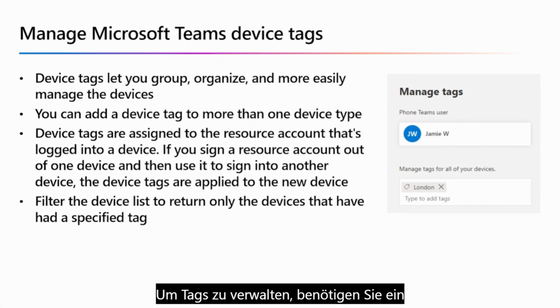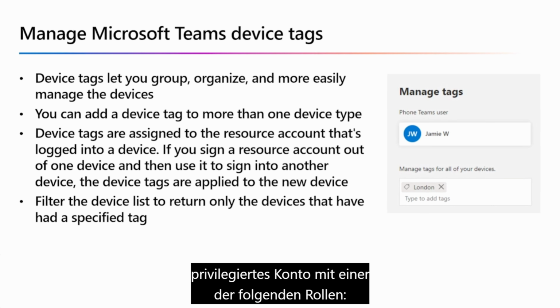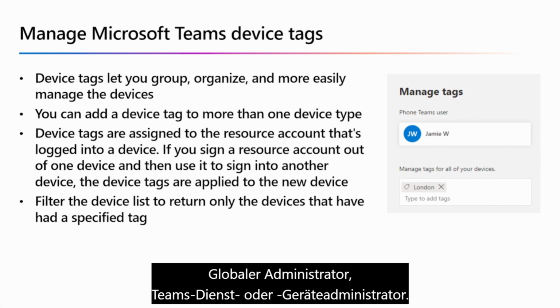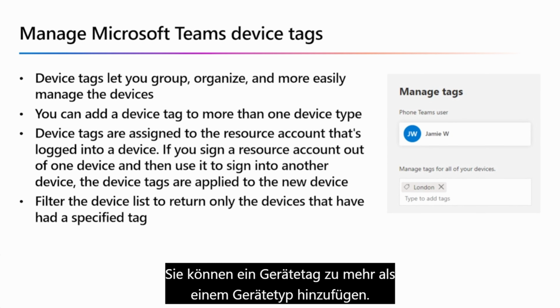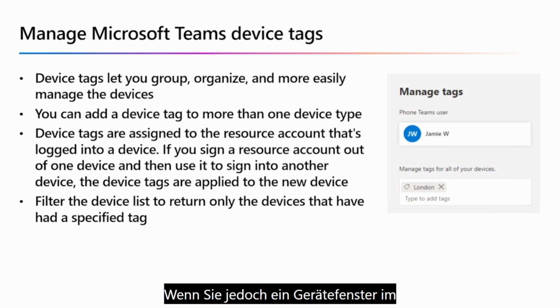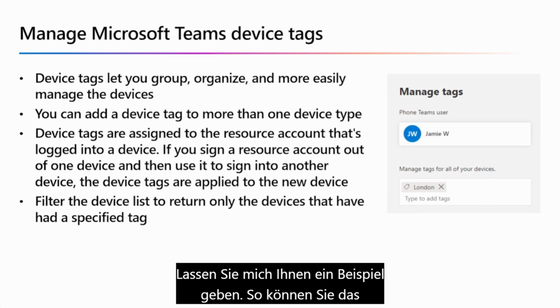To manage device tags, you need a privileged account that is a member of one of the following roles: Global Admin, Teams Service Admin, or Teams Device Admin. You can add a device tag to more than one device type. However, when you open a device pane in the Microsoft Teams Admin Center, only the devices of that type are returned. So let me give you an example.